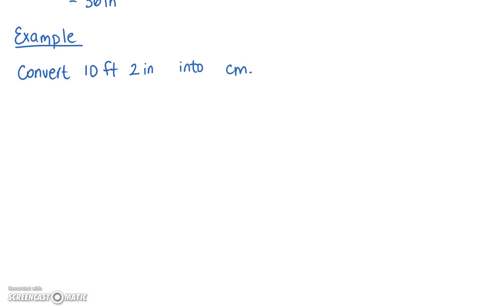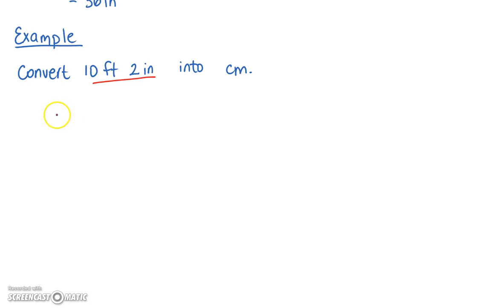So the first example we're going to look at is converting from a mixed unit of imperial into centimeters. So the first thing you need to do is figure out how to convert your 10 feet 2 inches into a single unit. Now either you write it all in feet or you write it all in terms of inches. My suggestion is to write it all in terms of inches. It makes it a little bit easier for you.